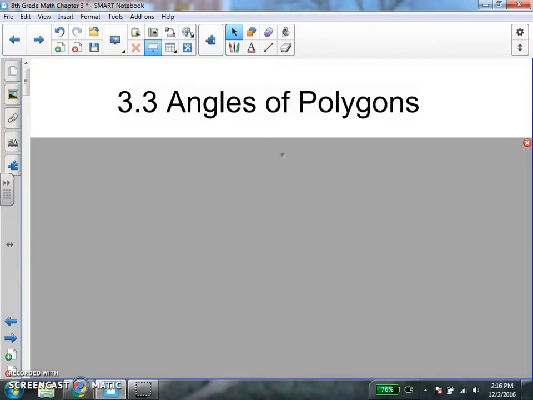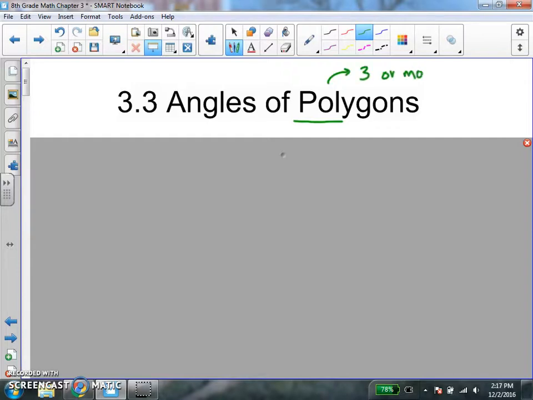Today's podcast, or screencast if you will, is on 3.3 angles of polygons. In the last section we talked about angles in triangles, and we're going to expand a little on that and go to polygons. If you look at the prefix of the word polygon, poly means many. So when we're talking about a polygon, we're talking about a shape that has three or more sides.